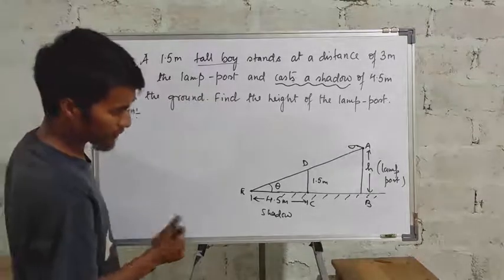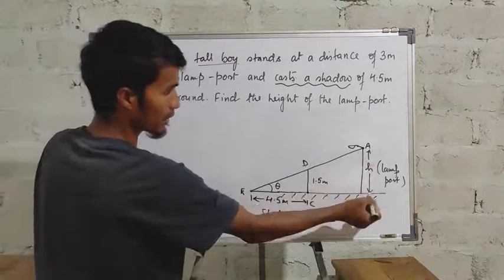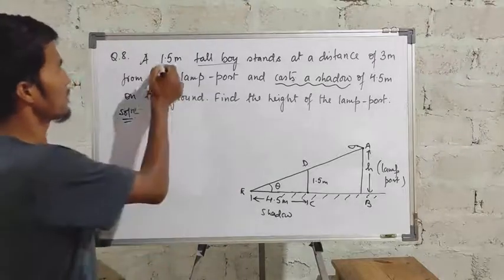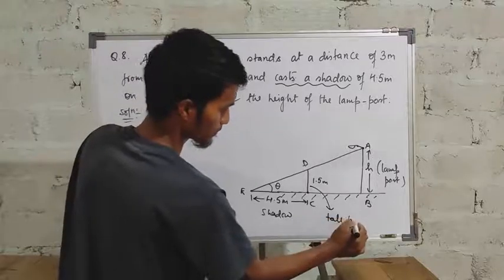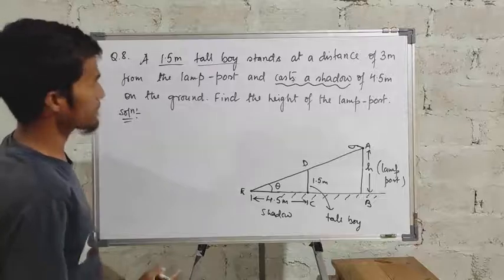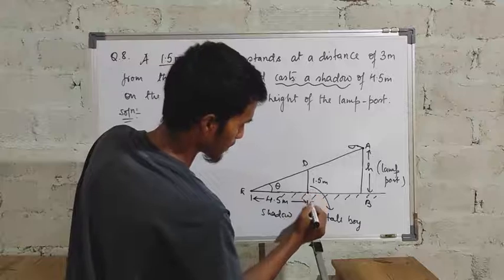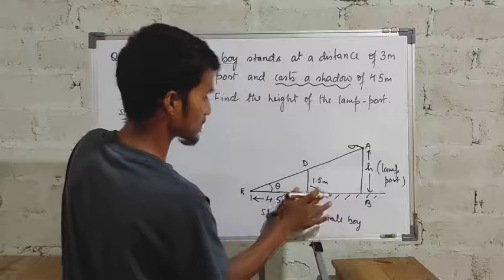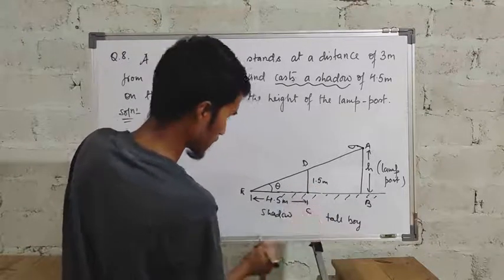Just consider here angle is theta. Now how many triangles here? There are 2 triangles, DCE and ABE. Now a 1.5 tall boy can stand at a distance of 3 meters from the lamp post. Okay, I'll draw first this one. Then I'll move this C, I'll put it here.